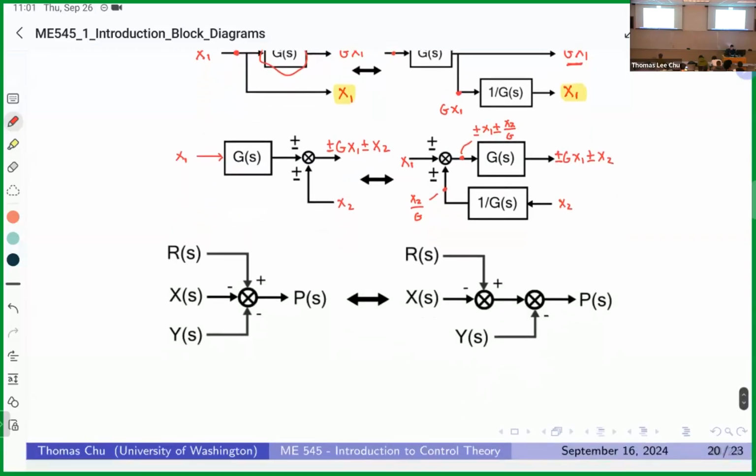And then this one might seem a little bit weird, but you can just break off different summing junctions. If we look here, P of S is just going to be equal to R minus X minus Y. And at this point, we get R minus X. And then here, we get R minus X minus Y. Same system. You can just deconstruct it like that.